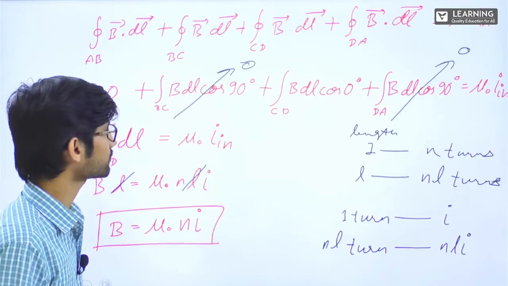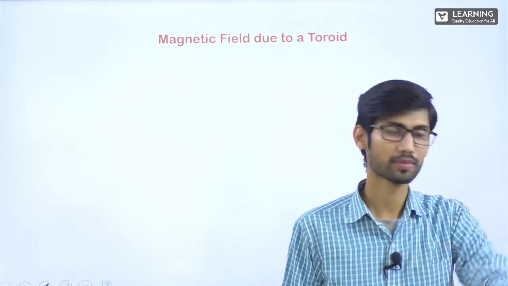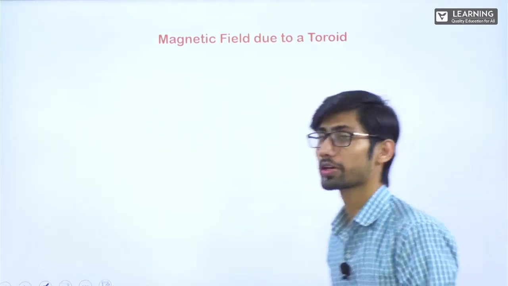Now, magnetic field due to a toroid. Last thing. Okay? Due to toroid. What is a toroid?